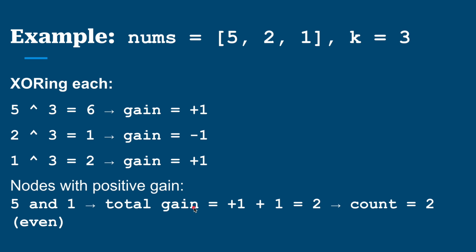Okay, so for example, let's suppose we are given 5, 1, and 3. If we do the XOR, we get the gains: 5 XOR 3 is 6, so 6 minus 5 gives plus 1. Similarly, if we do the XOR here, we get 1, the previous value is 2, so you get minus 1 gain. Similarly, we get the gain plus 1 because it was 1. The nodes with positive gains become 5 and 1, with total gain 2, so the count is 2. So this is even.